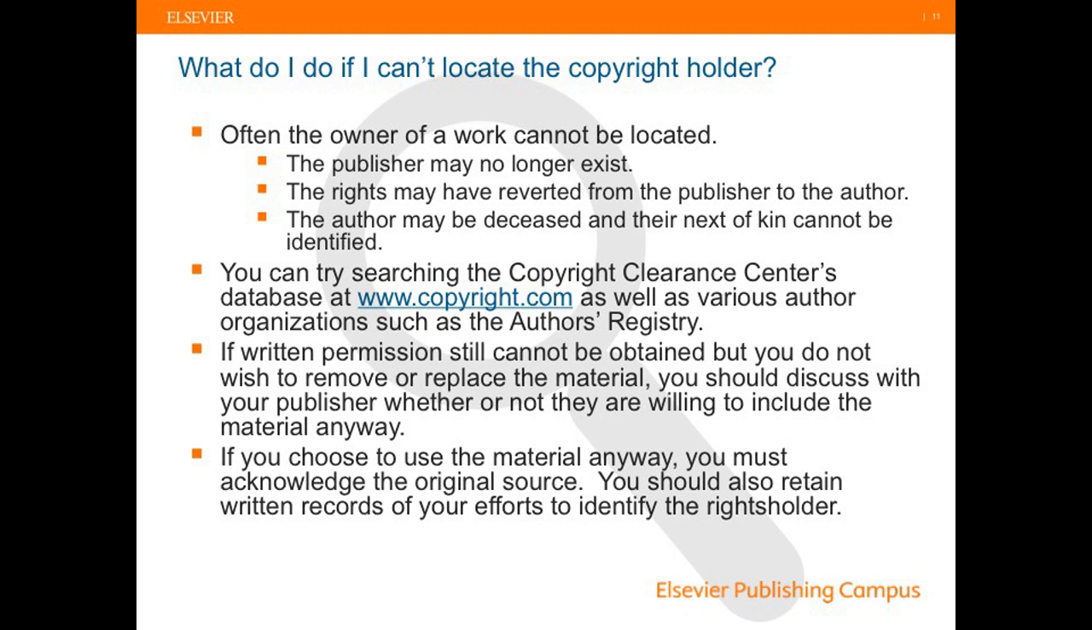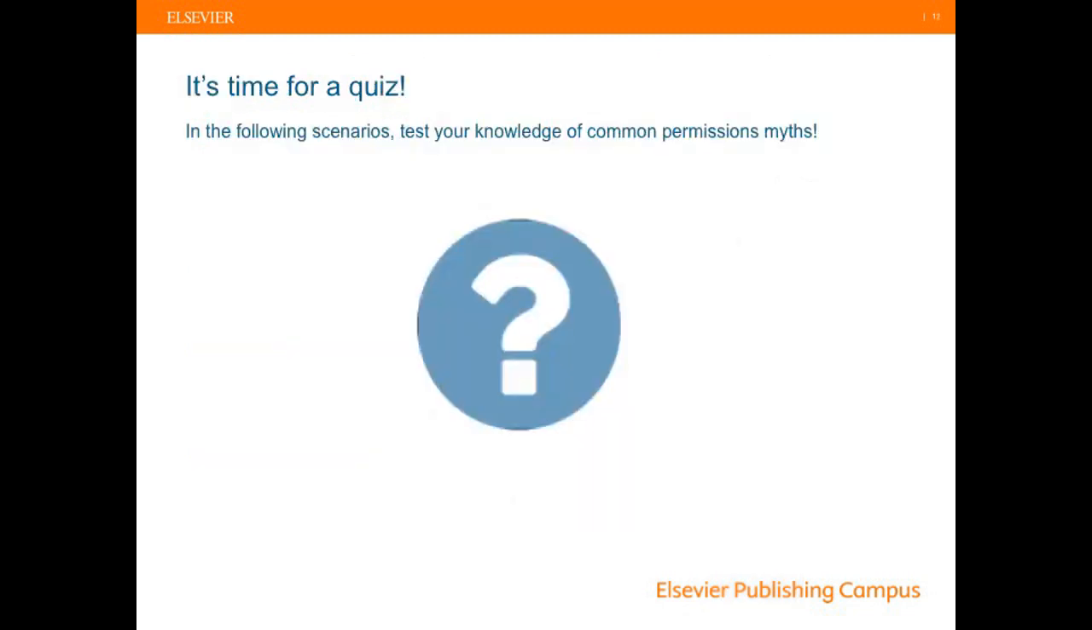If you do not wish to remove or replace the material but still want to use it anyway, you should talk to your publisher contact to determine whether they're willing to proceed. If you decide to use the material anyway, you still need to acknowledge the original source and keep written records of any attempts you made to obtain the permission.